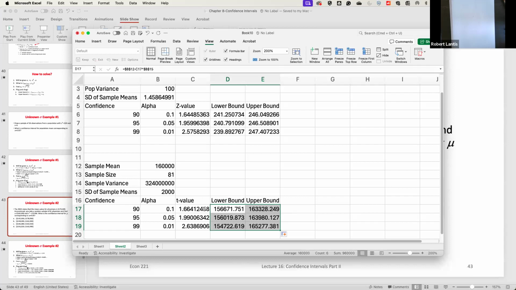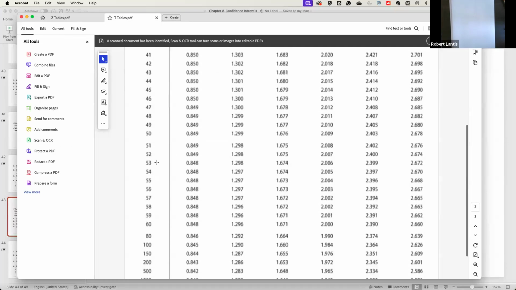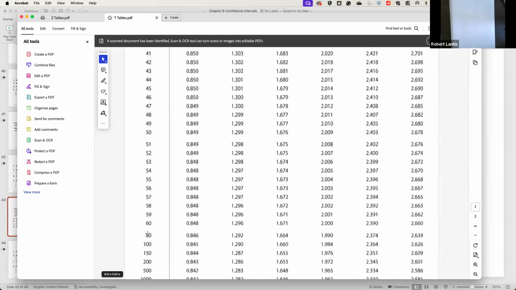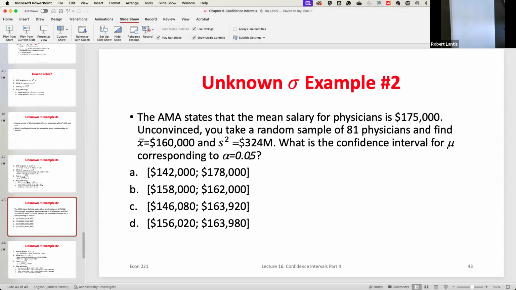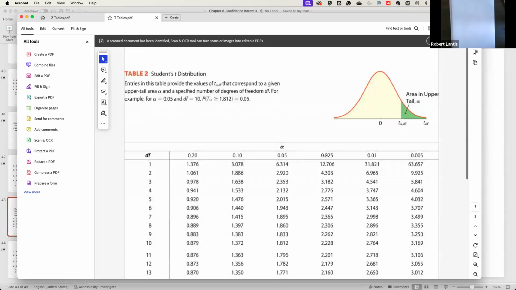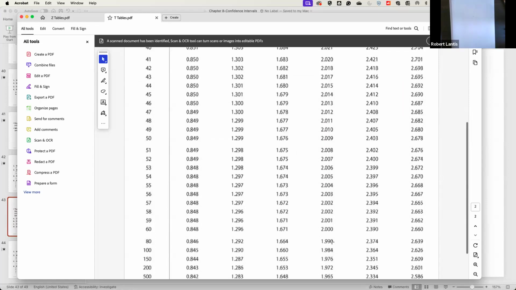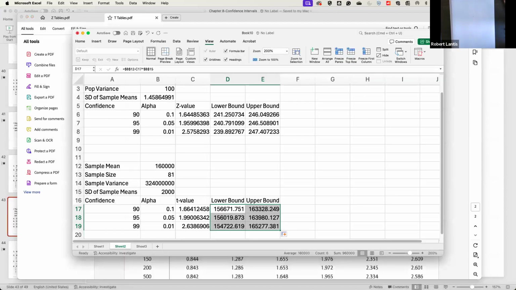Now I could go through and use the table, right? I could look up my sample size was 81, so I could look up that degrees of freedom of 80. I already forgot what the problem wanted now. 95%? Yeah, alpha of 0.05, so I wanted a 95% confidence interval. So 0.05 was alpha, but I've got half of alpha in each tail, so 0.025. So 0.025 at 80, 1.99. Sure enough, that's what I found in Excel.